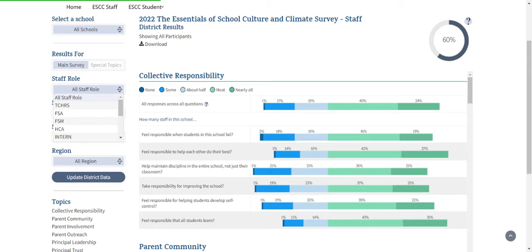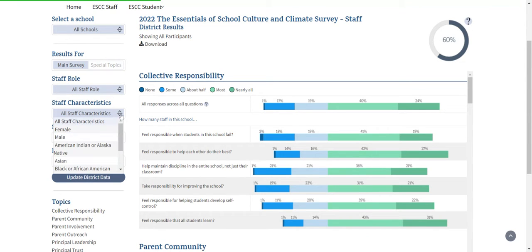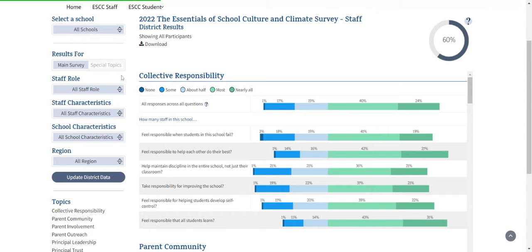So how are my teachers feeling about their schools? How are my paraprofessionals feeling about their schools? I can also look at staff characteristics. How are my male staff? How are my Asian staff? How are my white staff? So this allows you to get a much more precise understanding about which groups of staff are feeling about your school in what way.